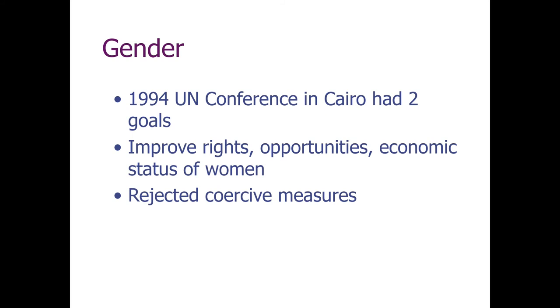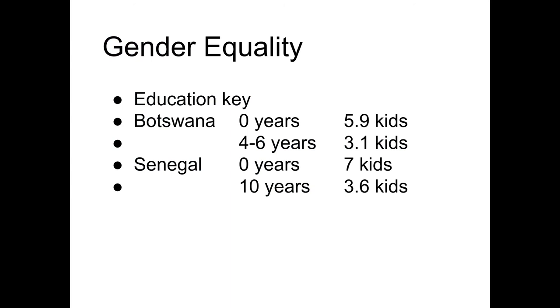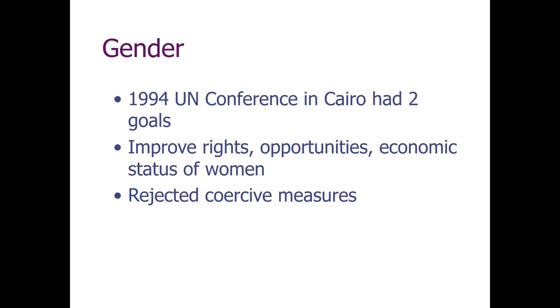1994 United Nations Conference in Cairo on women's issues. They had two goals. They wanted to improve the rights, the opportunities, the economic status of women. They rejected coercive measures at the same time. By coercive measures, I mean things like forced sterilization or forced abortions.